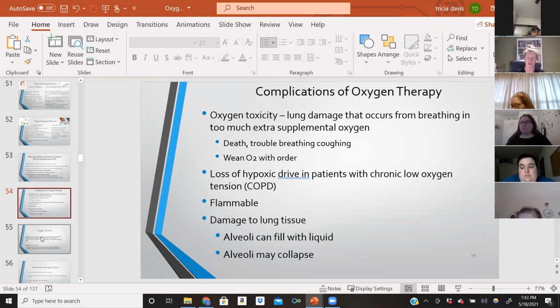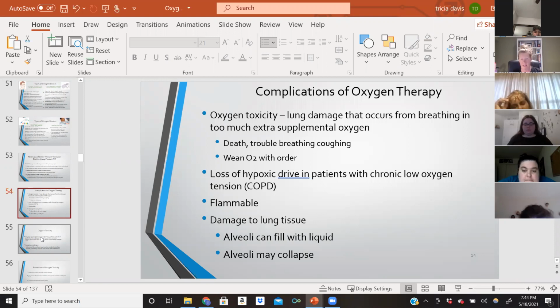In those patients that I was talking about that have COPD and emphysema, they have a loss of hypoxic drive. So they have chronic low oxygen. What drives them to breathe is low numbers of oxygen compared to what we need. They're used to being able to breathe on 90%. So if we give them oxygen that's 95%, we can cause significant damage, and then they won't be able to breathe because they're not used to tolerating that much oxygen because they don't ever have it.